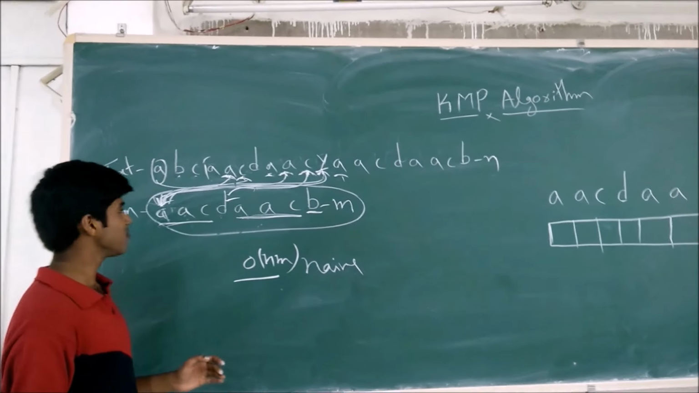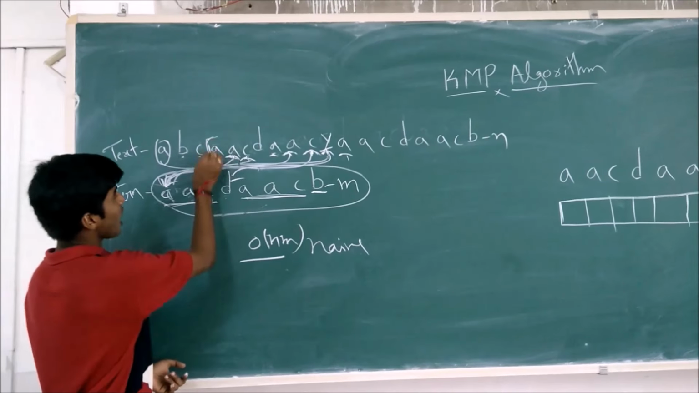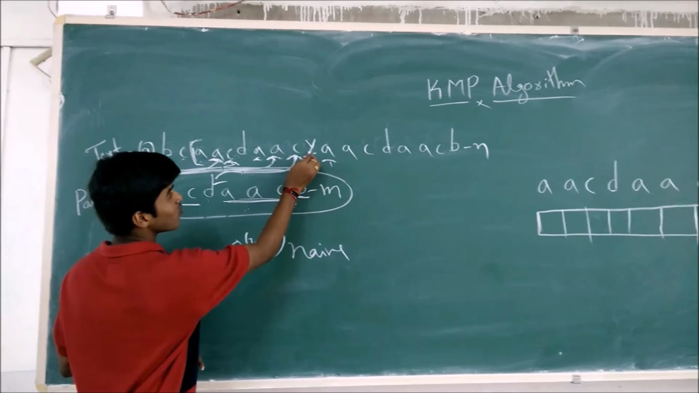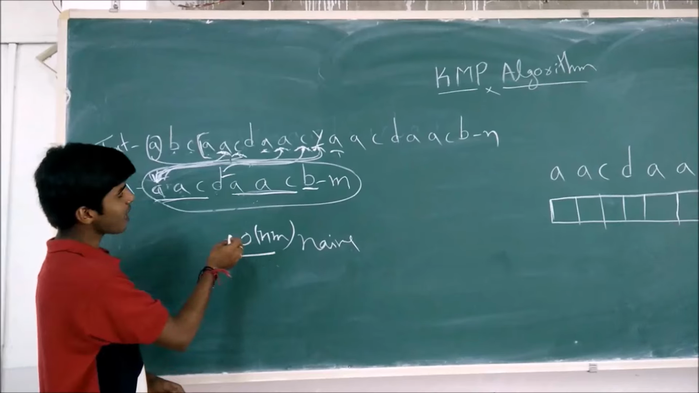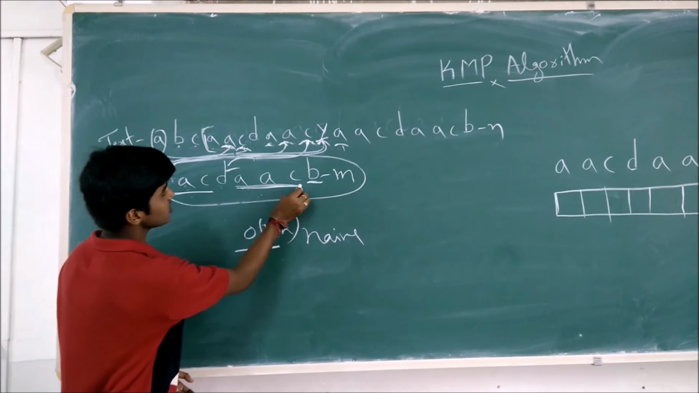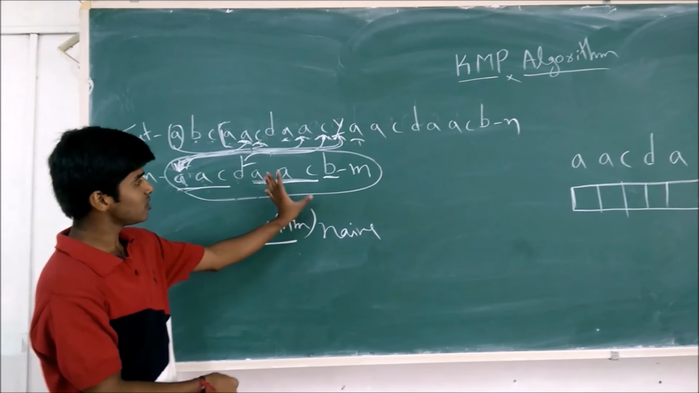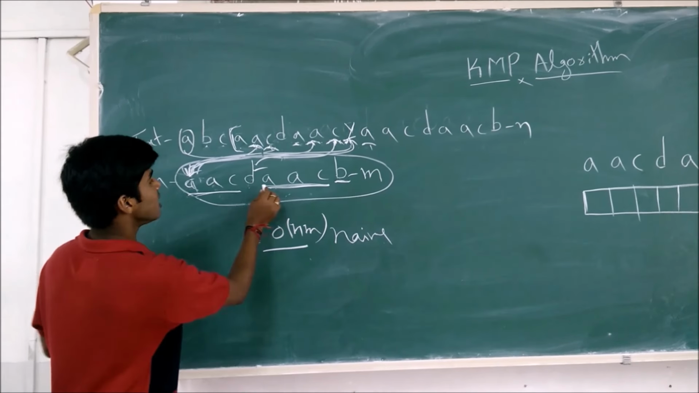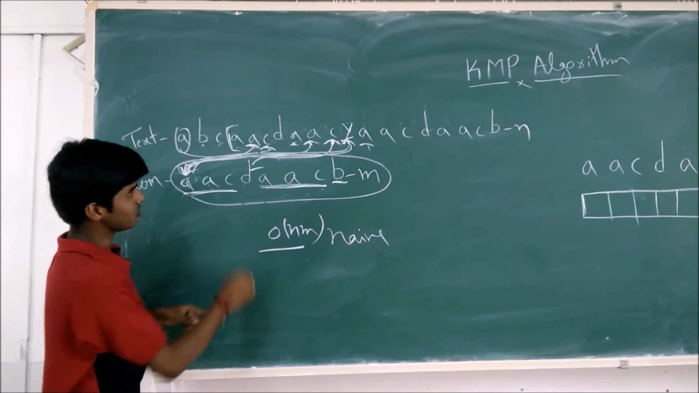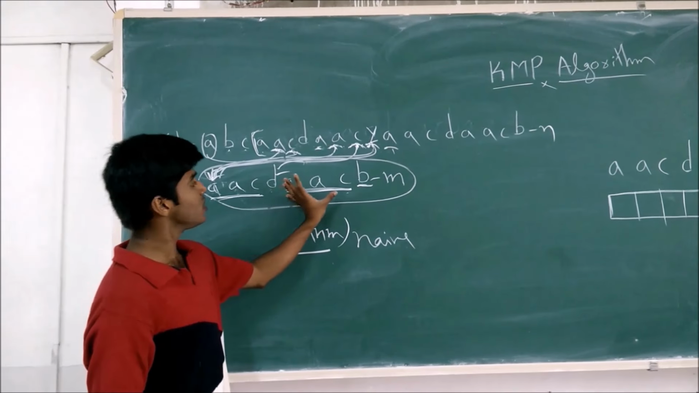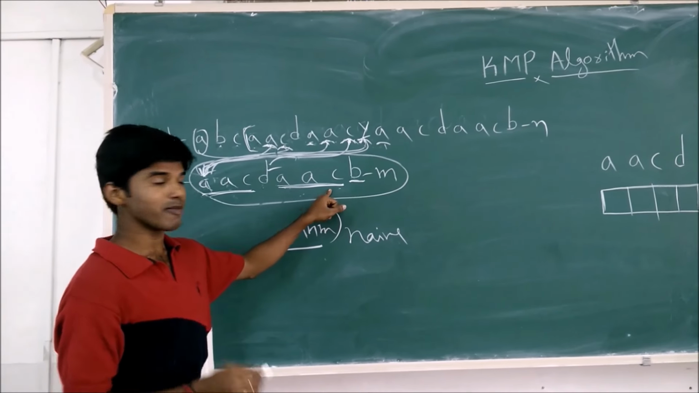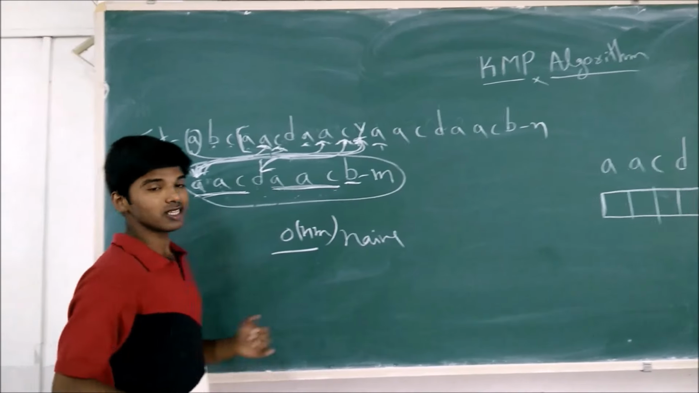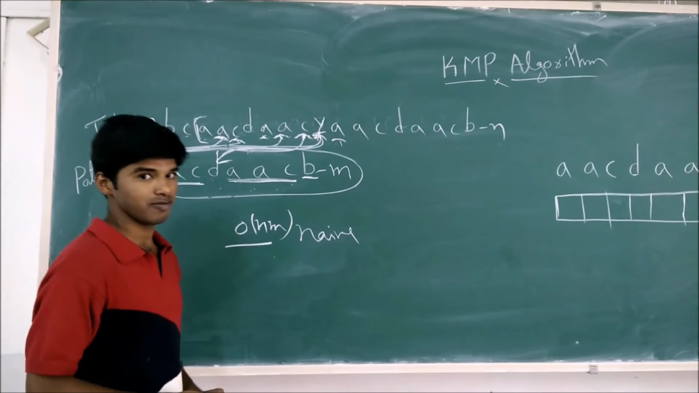But when we do it with KMP algorithm, as we can see, DAAC is matched, but Y with B doesn't match. But in the pattern you can see that in the matched part AAC, the suffix is also a prefix. This AAC suffix is a prefix in the pattern. So what we do is we remember that this AAC has been matched and we try to match Y with D. In that way, certain iterations can be brought down in KMP algorithm.